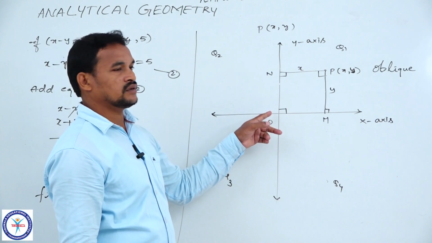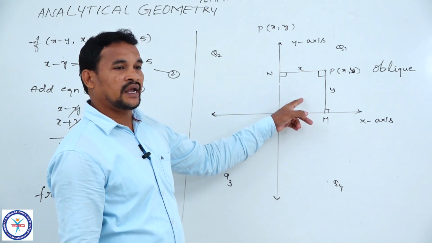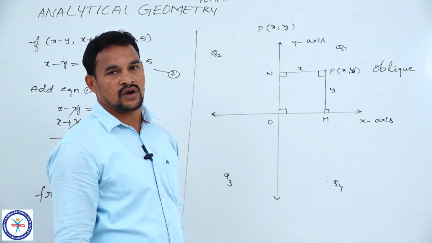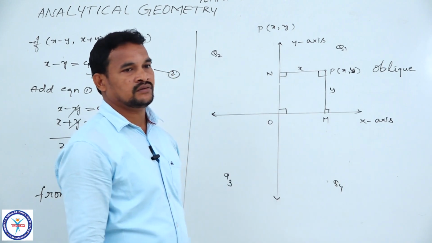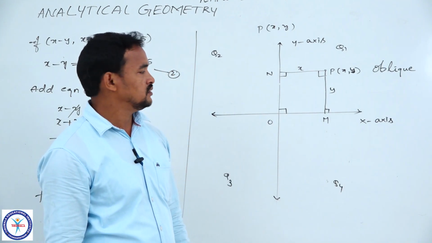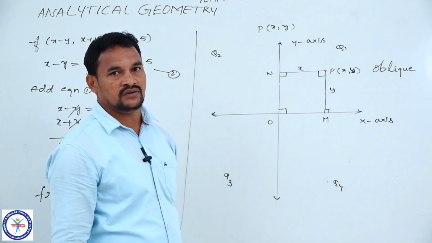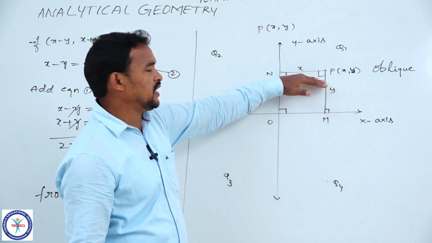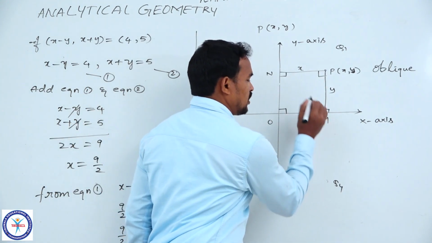Now, in this quadrilateral, each angle is 90. Now, it is called a rectangle. Sometimes it is called a square. Here OMPN is called a rectangle. In a rectangle, what we know, the opposite sides are equal. OM is nothing but PN. So PN is already x, so OM is also x.